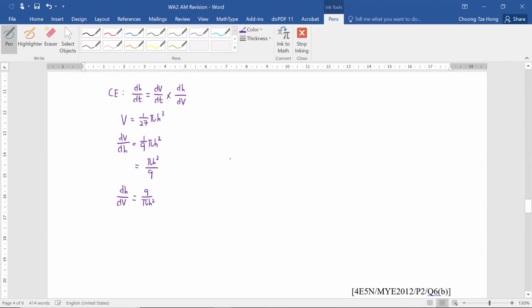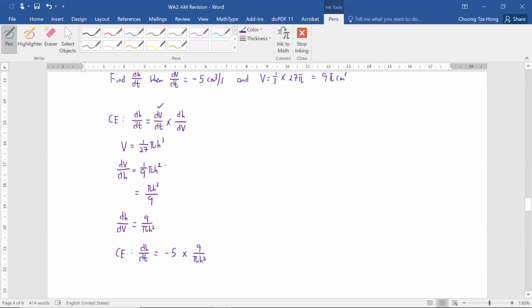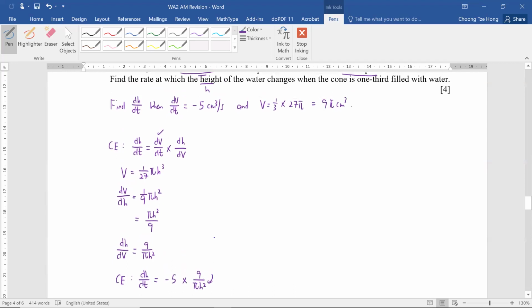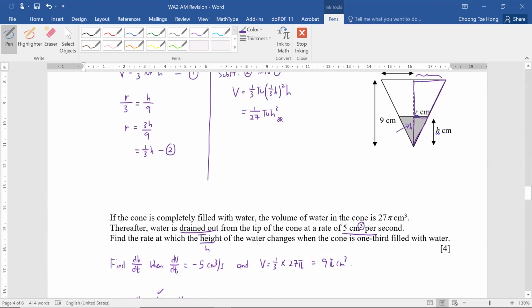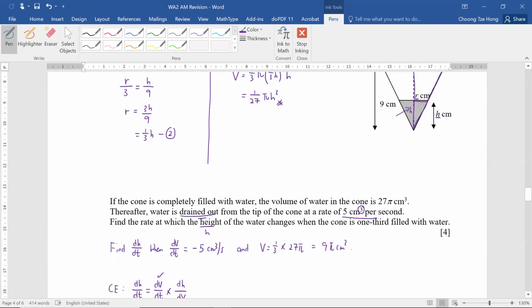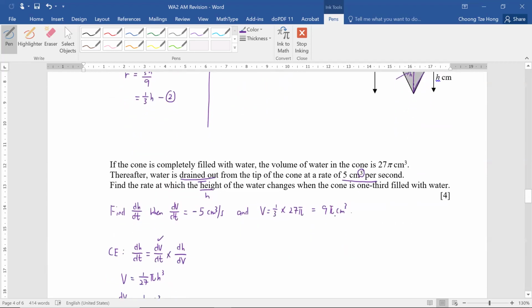So now we can sub into the connector equation, and then we will be able to solve already. So dH over dt equals dV over dt, which is -5, times dH over dV, which will be 9 over pi h². But now what is the value of h to sub inside here? Do we know? We don't have it yet, right? But we can find out quite easily. Remember, V is 1 over 27 pi h³, and over here it is 1/3 filled, so the volume is 9 pi.